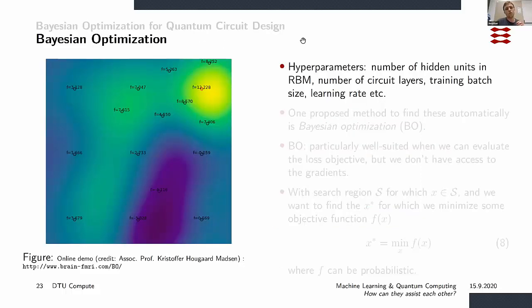The term that we use for all of these parameters, like for example, the number of hidden units in the restricted Boltzmann machine, how many hidden units should I use? How many circuit layers in my QAOA should I use? What should my training batch size be, and so on? Those parameters we actually call hyperparameters, in the sense that the parameters themselves are what's in the circuit or in the model, and then the hyperparameters is what sort of constructs the architecture of the model itself.